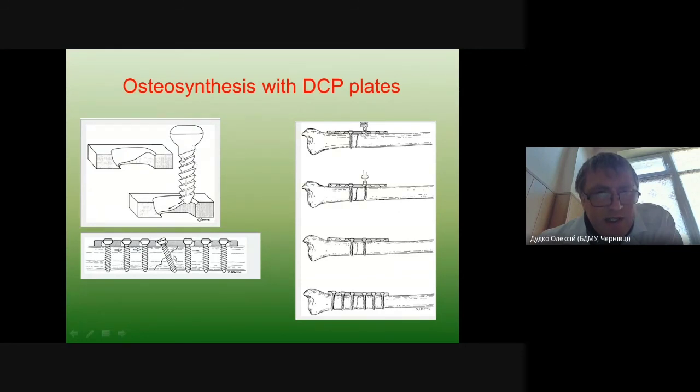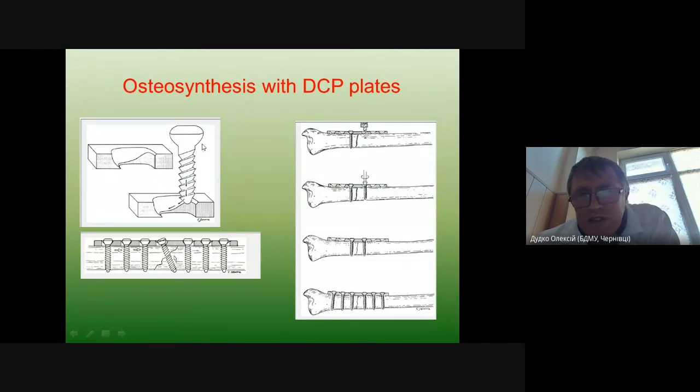So the head moves along the slope and makes compression at the fracture site, because it moves one bone fragment to another one. This is not a big range of motion, maybe just a millimeter or two, but usually this simple technique allows us to provide compression.